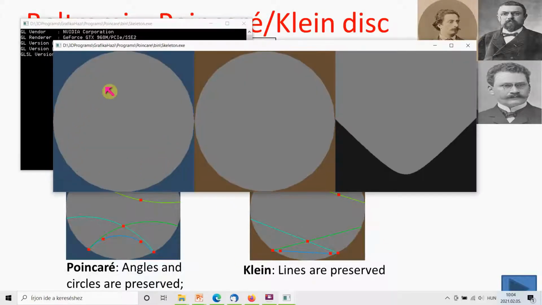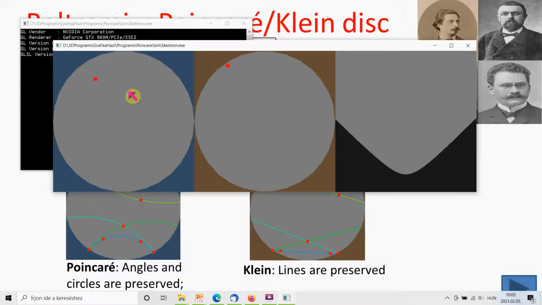Here we see the hyperbolic plane as a Poincaré disk, here as a Klein disk, and here we have a projection of the hyperbolic space itself. In these maps, the whole hyperbolic plane is projected onto the circle, so we can observe infinity here at the edge of the circle. Let us check whether the axioms of the hyperbolic geometry are true.